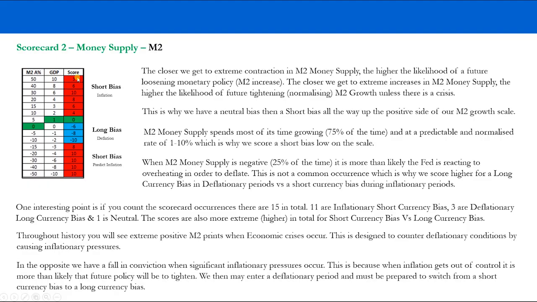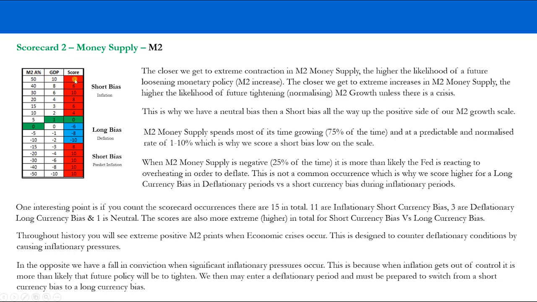And that's because when inflation gets out of control, so when the Fed actually prints extremely aggressively at the annualized rate, that's usually in response to a crisis, our conviction for a short currency bias falls because it's more than likely that this number is going to drop very, very soon. And in these situations, we don't know how long these crises are going to occur because they're usually unique. So we don't scorecard here for a long currency bias because it's extremely inflationary.